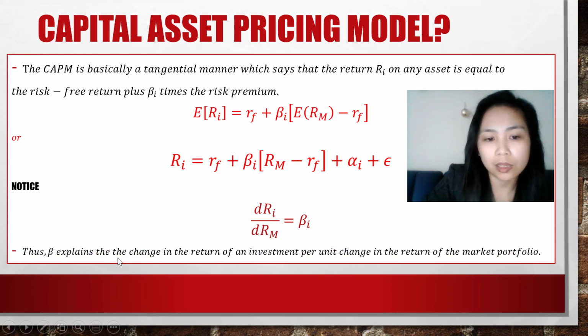Therefore, beta explains the change in the return of an investment per unit change in the return of the market portfolio. Remember, for a line, the slope explains how steep the line is. So in real life, beta explains the change in the return, whether we get a big change or a small change, of an investment per unit change in the return of the market portfolio.